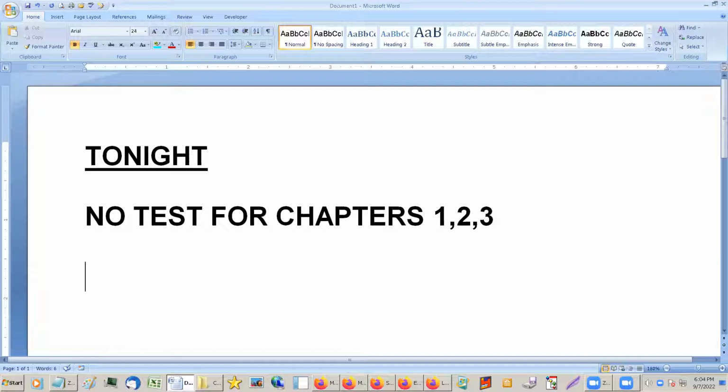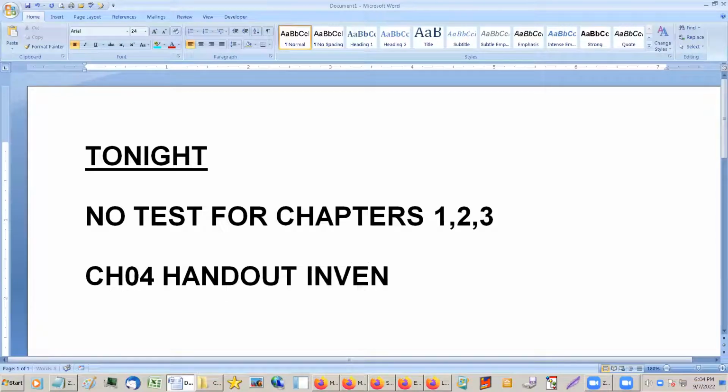So tonight we're going to do chapter handout for inventory. We're going to do other parts of it too, but we're going to separate those out. There's actually quite a bit in there.